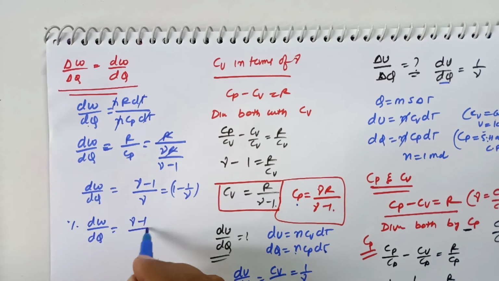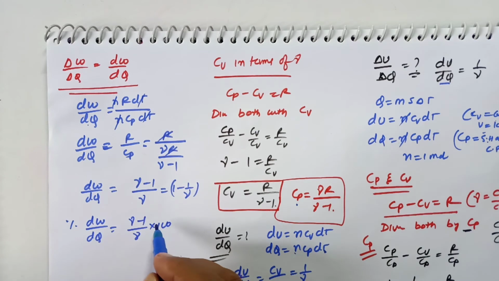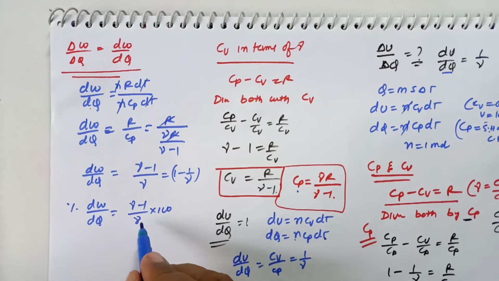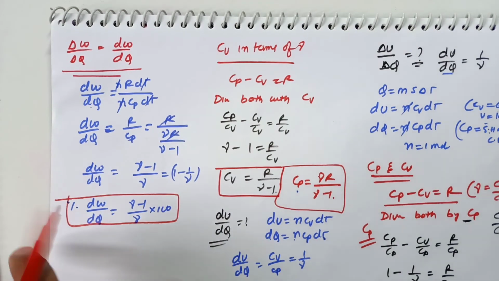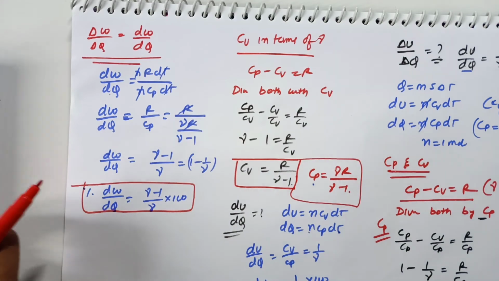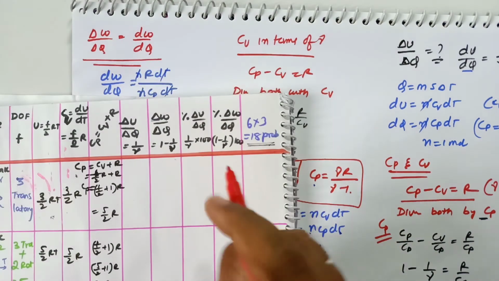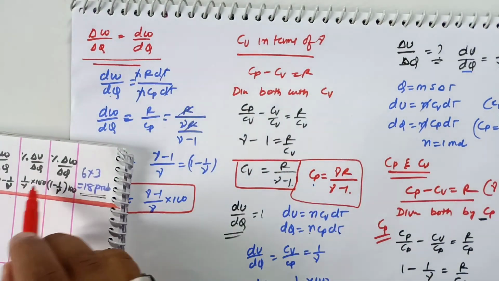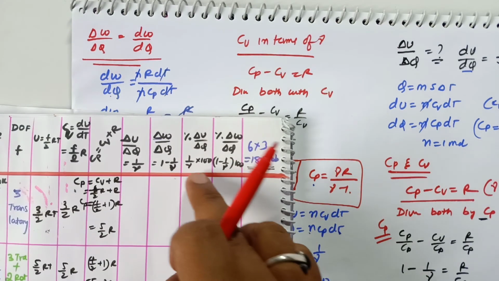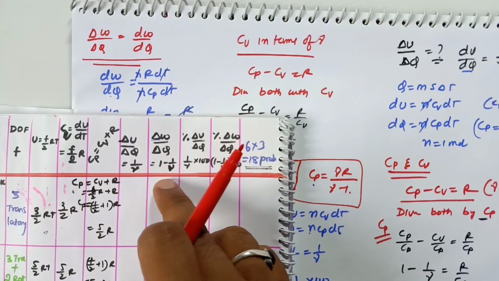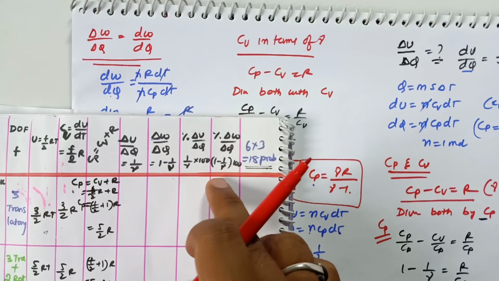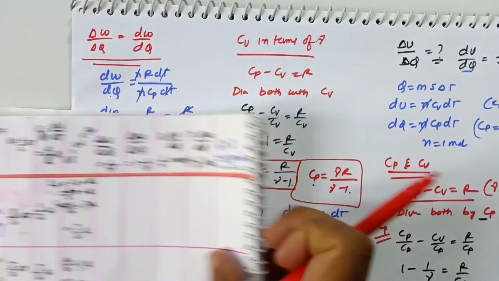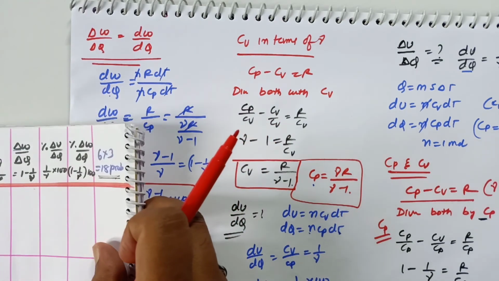You can write gamma minus 1 by gamma into 100. Okay, so like this we are going to get here. So we got the values of dw by dq also, the percentage of dw by dq also we got here. Understood? That is 1 minus 1 by gamma. And if you want to find out the percentage, 1 minus 1 by gamma into 100. So like this you have to find out here.